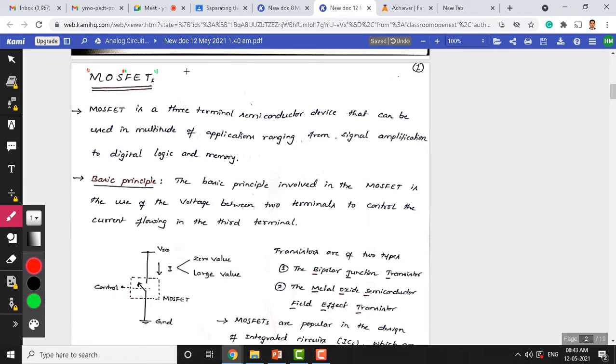The first, let me highlight here, what do we mean by MOS? How did we get this keyword MOS? And equivalently we have another important keyword, FET. If you look at this, MOS stands for metal oxide and semiconductor. So M stands for metal, oxide, and there is a semiconductor.